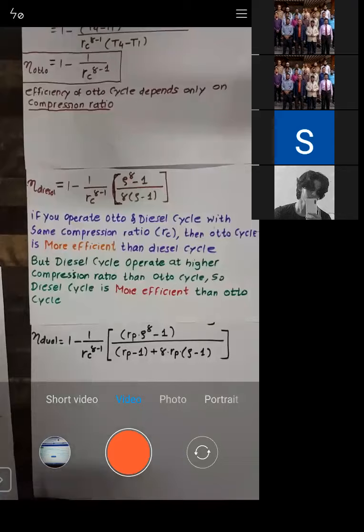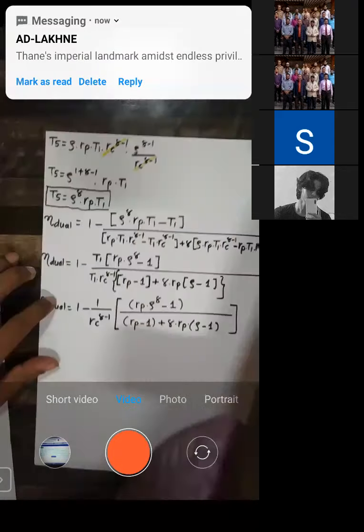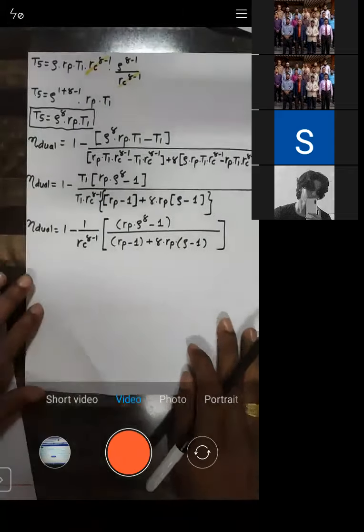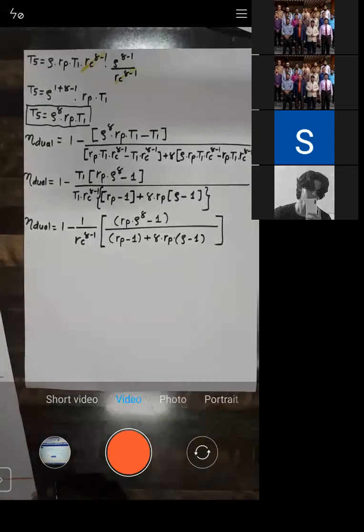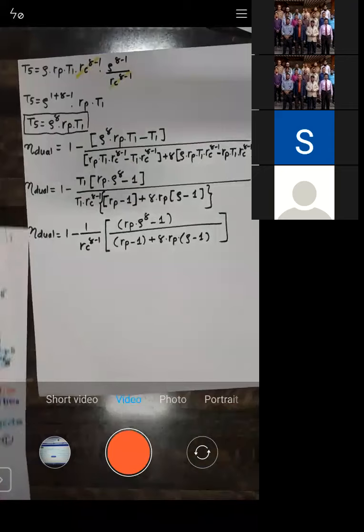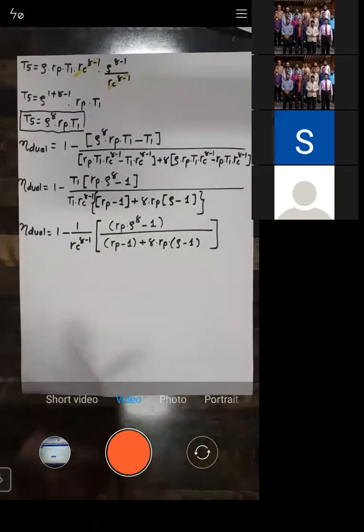Clear? Let me know. Is that clear or not? Have you understood this derivation? Yes, sir. Okay. So with this, we have finished with the expression for the efficiency of dual cycle.